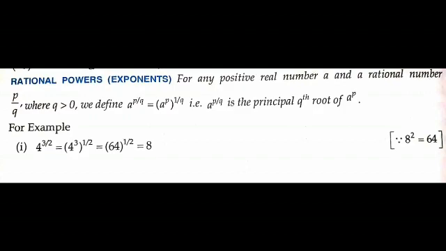For example, if it is given 4 to the power 3 by 2, it can also be given as 4 to the power 3 whole to the power 1 by 2. So we will have 64 to the power 1 by 2, which results in 8. Why is it so? Since 8 square is equal to 64.